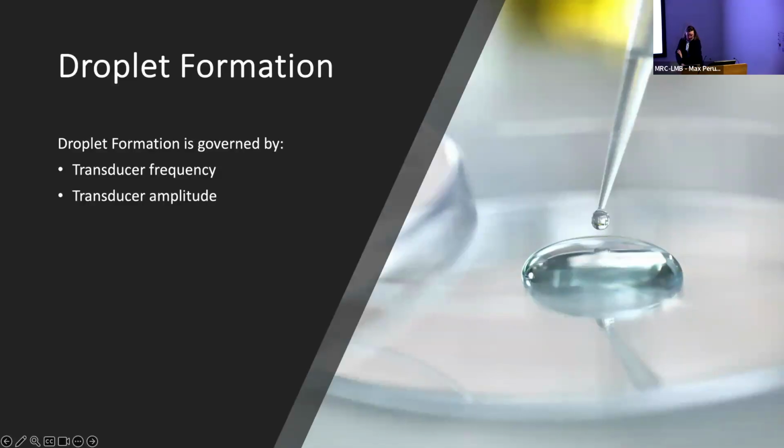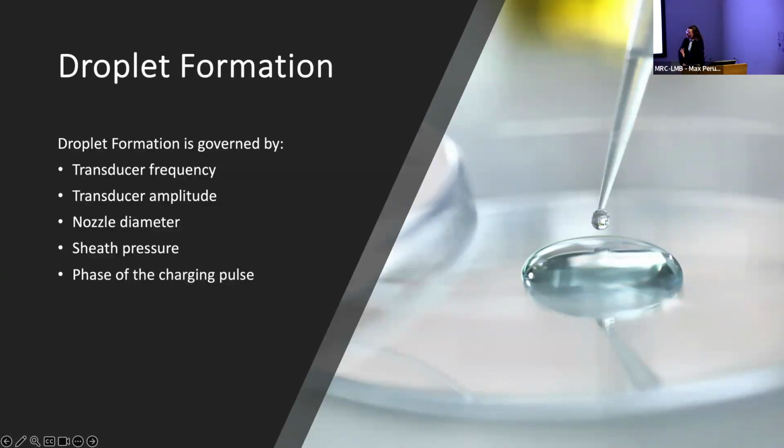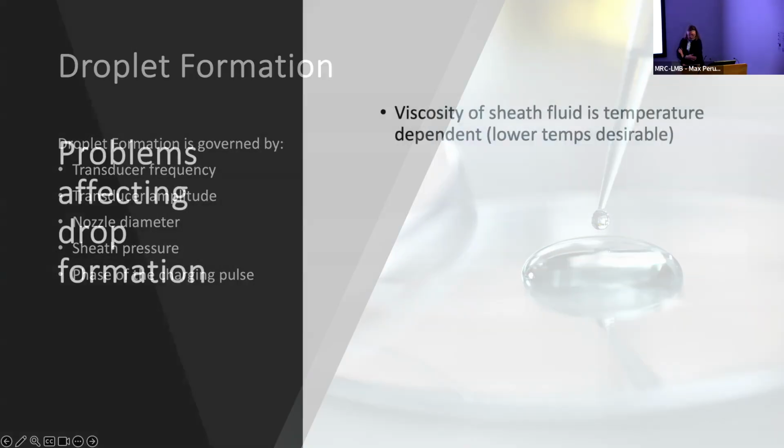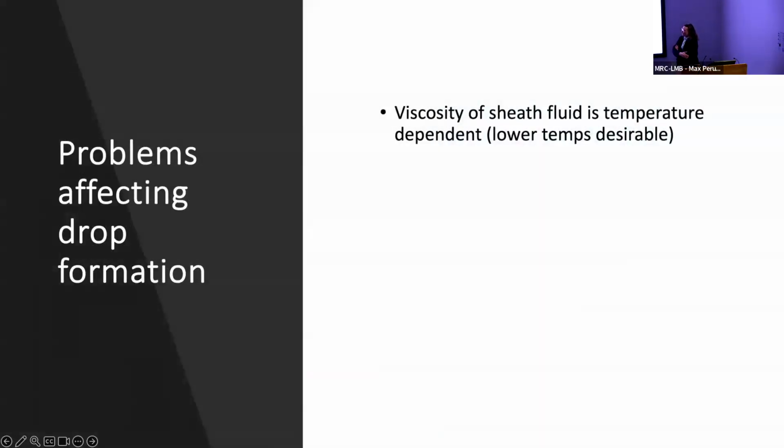Also, the amplitude of the transducer, and the nozzle diameter, which I will talk about coming up. Obviously, the larger the nozzle diameter, the larger the droplet. The sheath pressure, which we can also control very finely, and the phase of the charging pulse. So we do have some factors that affect the drop formation.